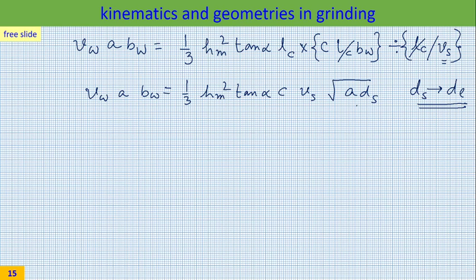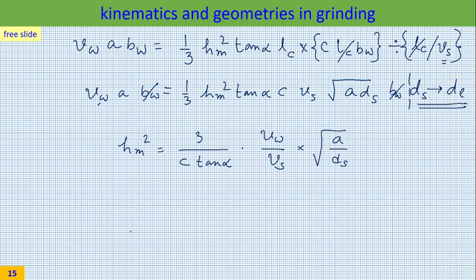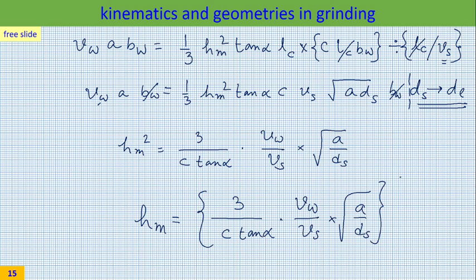Now things will start cancelling out. Oh, there was one Bw that I have missed. So this Bw and this Bw will vanish, and hm square would become, these three will go to the other side. This C tan alpha will come here. This Vw remains here, and this Vs comes over here. This A will interact with this and give you a form like A by ds. So hm, which is called maximum uncut chip thickness or maximum grit depth of cut, becomes root of 3 by C tan alpha into Vw by Vs into root over A by ds, whole thing under root.